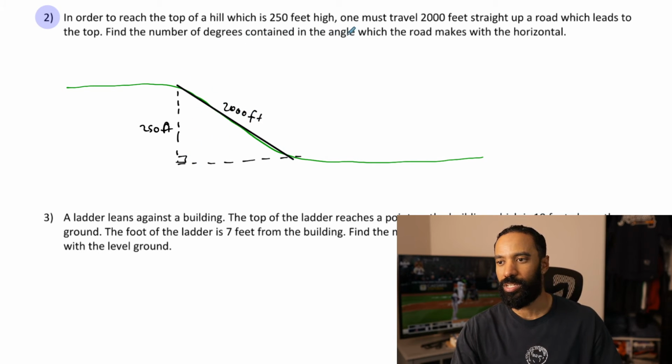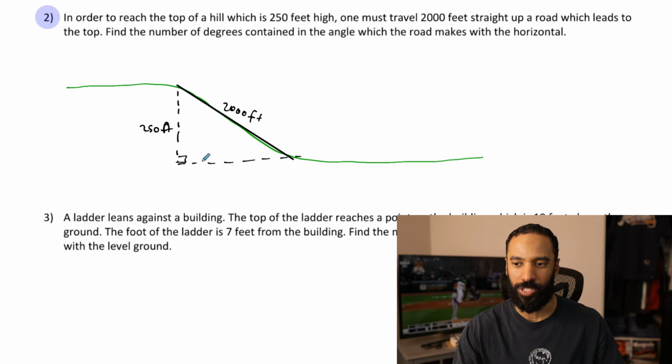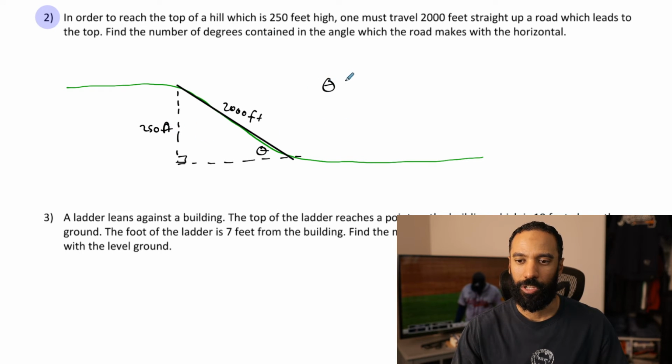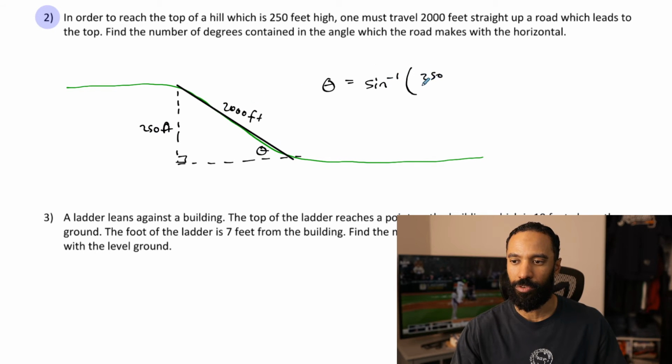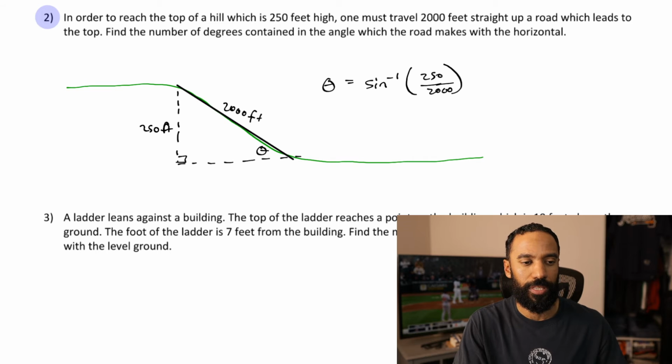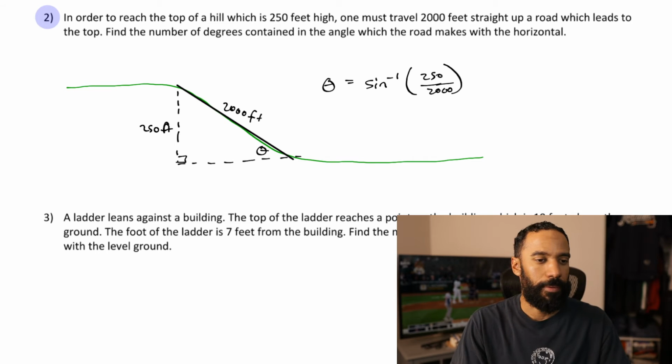Find the number of degrees contained in the angle which the road makes with the horizontal. Here's the horizontal, and here's the road. Here's the angle. It's probably not very extreme, but it looks like sine will be used. Theta is going to be the inverse sine of opposite over hypotenuse, 250 over 2,000. 250 over 2,000 is 1/8. That doesn't matter for the answer, but if you did reduce it, that's what we would use. Inverse sine of 250 over 2,000.